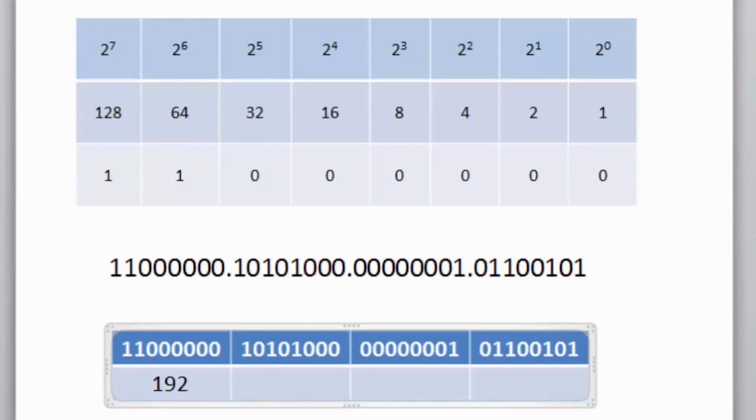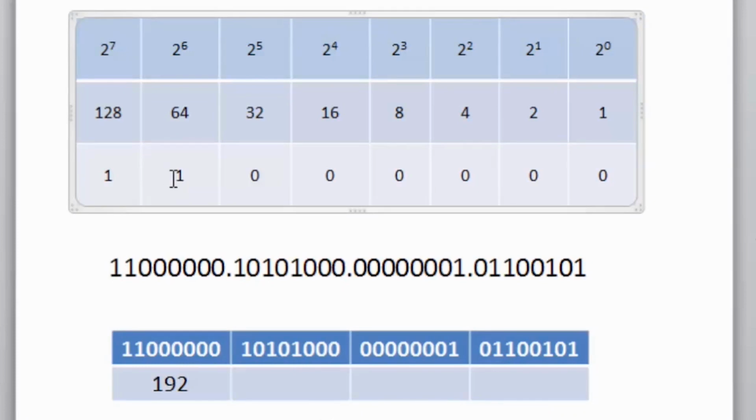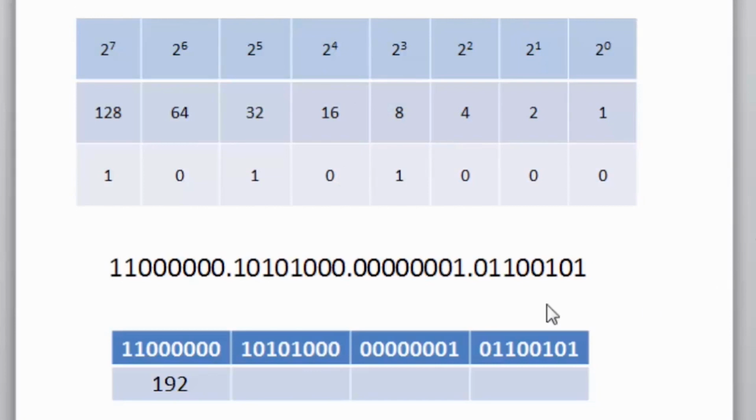Now, the next octet has 10101. Let's do that one. 0, 1, 0, 1, and then all zeros. If we count up the numbers, 128 plus 32 is 160, plus 8 is 168.